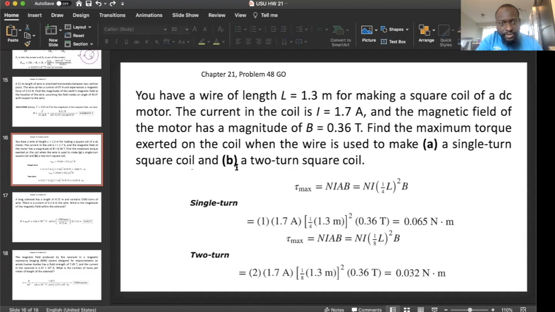But the part B question is a 2 turn square. So you now make 2 turns of the same wire. So the square will be smaller because it has 2 turns. What will be each side length? Each side will be 1/8 of the original length before we made the first square. So our area will be 1/8 of the original length squared. But now we have 2 turns, and then we do the same multiplication and we get our answer here. So this is the trick to solving this question.